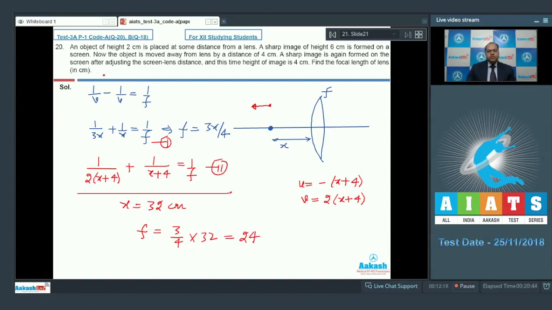So in the question it is asked that the focal length of the lens in centimeter is 4n. So if I equate this, 24 is equal to 4n, then the value of n comes out to be 6. So the correct answer for question number 20 is 6.